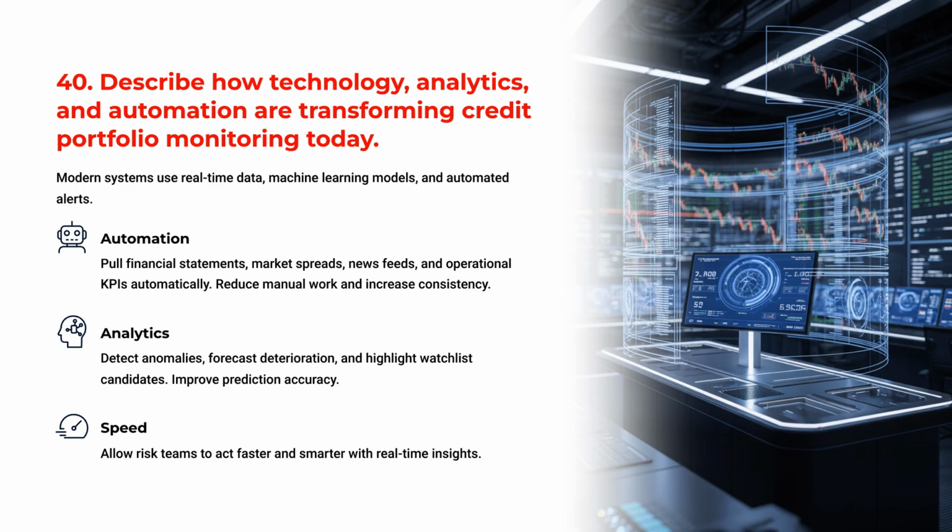Describe how technology, analytics, and automation are transforming credit portfolio monitoring today. Modern systems use real-time data, machine learning models, and automated alerts. They pull financial statements, market spreads, news feeds, and operational KPIs automatically. They detect anomalies, forecast deterioration, and highlight watchlist candidates. Automation reduces manual work and increases consistency. Analytics improves prediction accuracy, allowing risk teams to act faster and smarter.